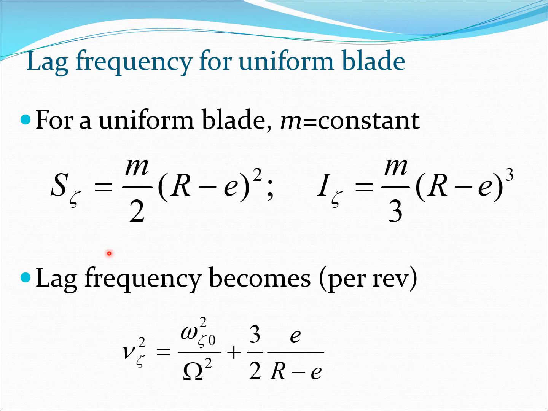A much more compact solution is obtained for a uniform blade. In general, blades are not uniform, but you can get these solutions and they give us some insight into the physics of the problem. So S zeta is given here, I zeta is given here. You divide these expressions and you obtain the lag frequency in per rev as this expression here. Of course, as you know, this is the spring part, this is the centrifugal stiffness part, this is totally dependent on e. Now, if e is small, which it typically is, then this may become simply 3e by 2R.